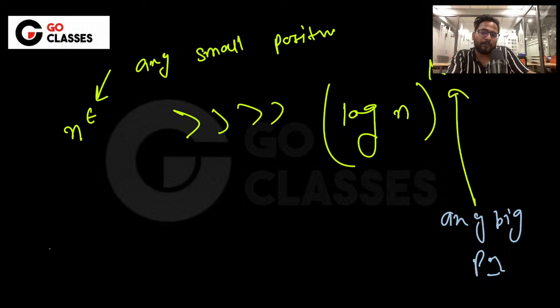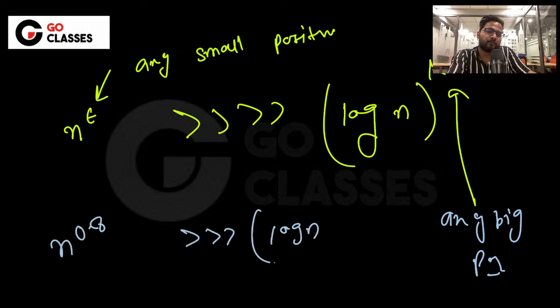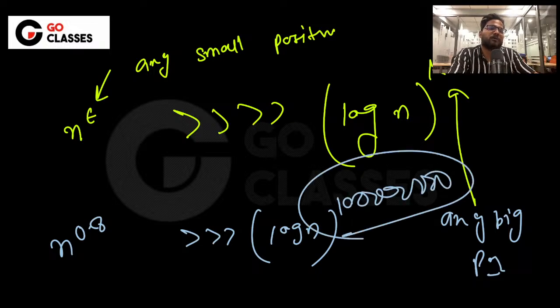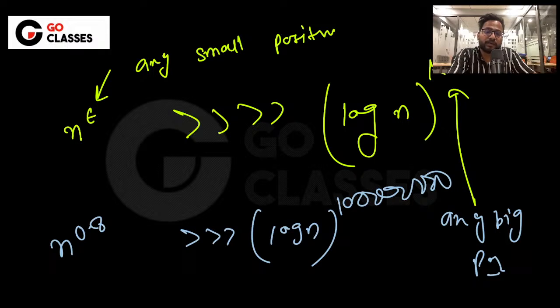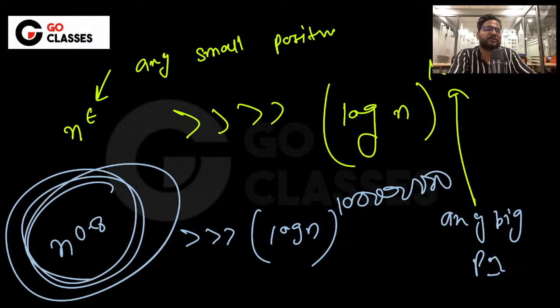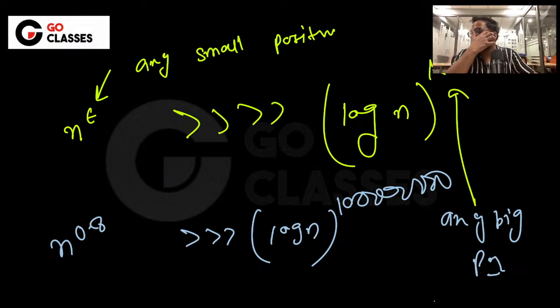Okay, so n to the power 0.8 is far greater than log n. Even if I write log to the power 100, it doesn't matter. Whatever number I write here, it is still greater. So you can check one video, maybe, if you are a little bit confused about asymptotic complexity.